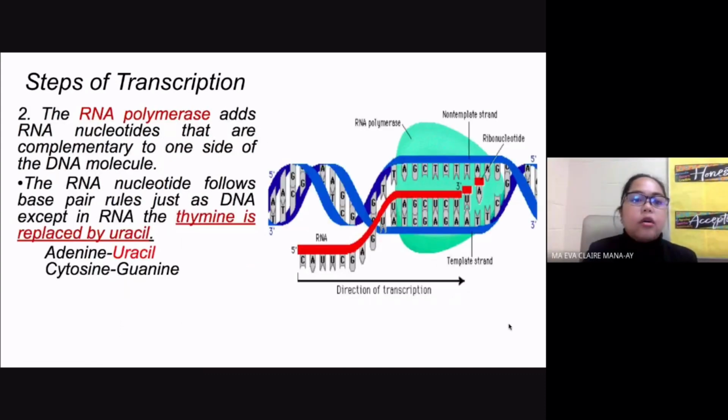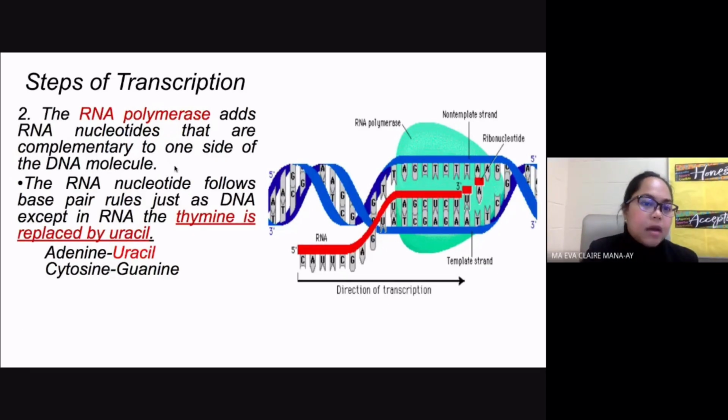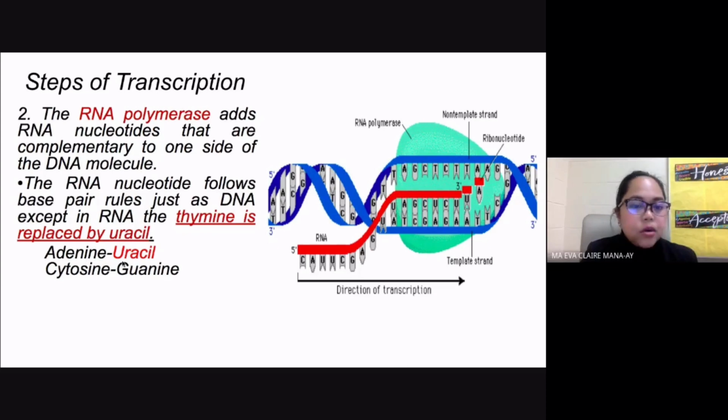Now we go to the second step. The RNA polymerase adds RNA nucleotides that are complementary to one side of your DNA molecule. The RNA nucleotide follows base pair rules just as DNA, except that in RNA, there is no thymine. Thymine is replaced by uracil. This is one very important difference between your DNA and your RNA. Remember in your DNA, you have C and G or vice versa. You also have A and T or vice versa. Now in the making of RNA, it would be AU, not AT, because RNA has no thymine, it has uracil instead. Any questions?